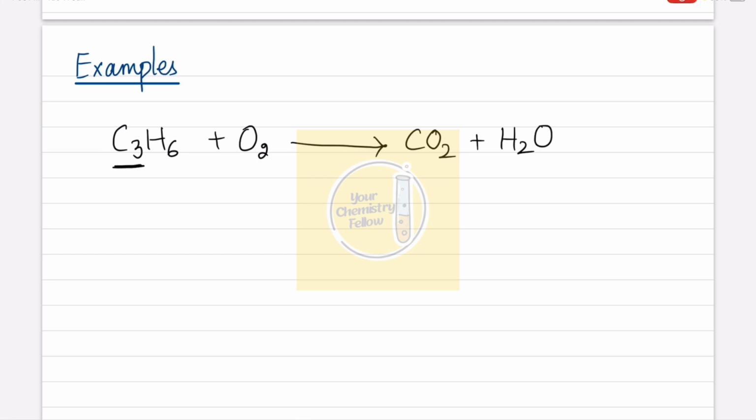I will write down the equation for the complete combustion of propene. The molecular formula for propene is C3H6. It will burn in excess supply of oxygen to form carbon dioxide with the water vapors. Now, we will balance this equation. As there are 3 carbon atoms on the reactant side, there must be 3 carbon atoms on the product side. So, I will write down 3 as a coefficient with the carbon dioxide.